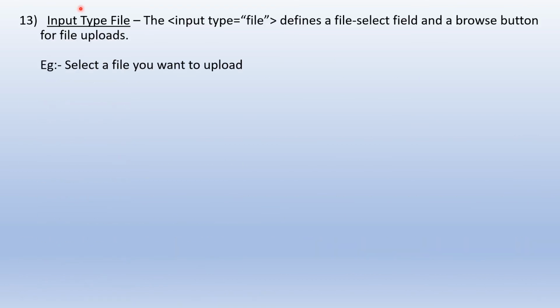Next type of form element is input type file. Input type file defines a file select field and a browse button for file uploads. So this says that if you want to upload any file, for that purpose, you are going to use what? You are going to use input type file. Here one browse button will be there. So by clicking on that browse button, you can select the file which you want to upload. So let us see it with one example.